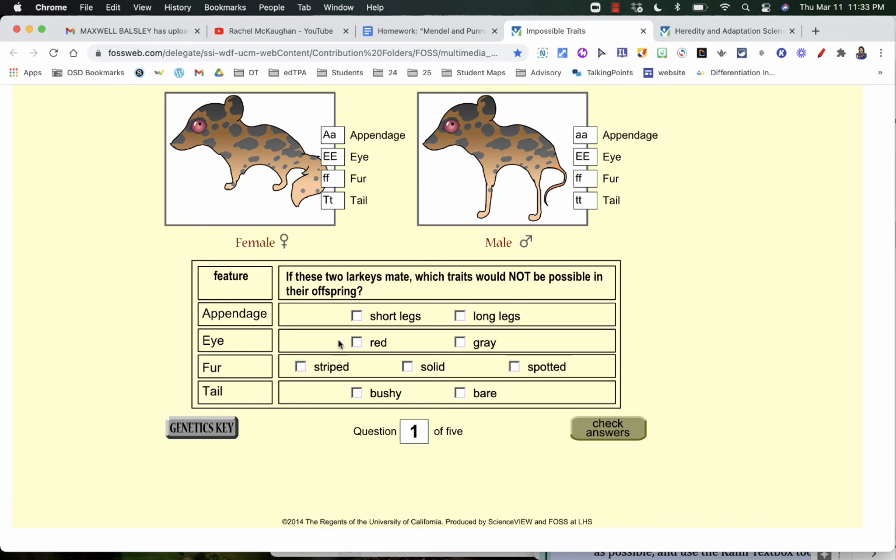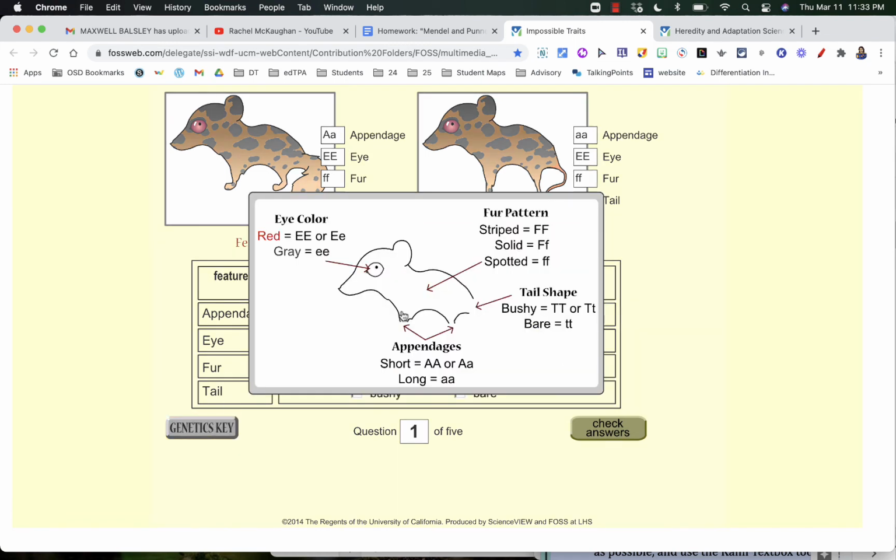Okay. Short legs. Oh, I need this. Short legs is big A, or big A, little a. Can they get big A from the parents? Get big A from this one, no big A from that one, so they can't have big A, big A. But can they get big A, little a? They can get a big A from that one and a little a from that one, so they can have short legs.